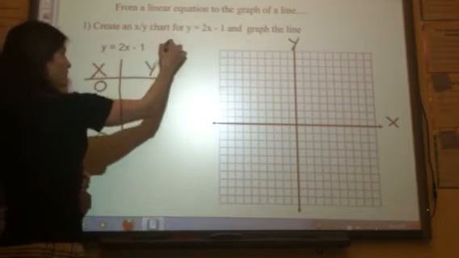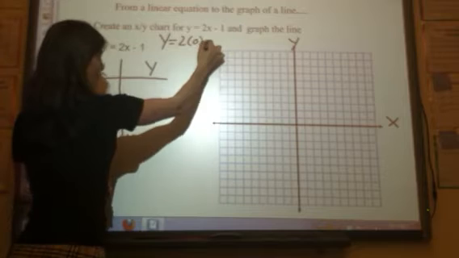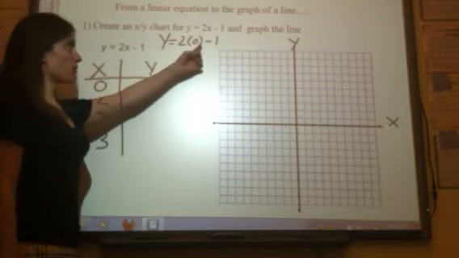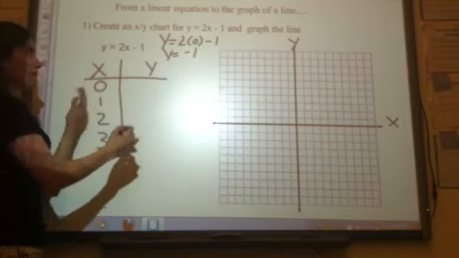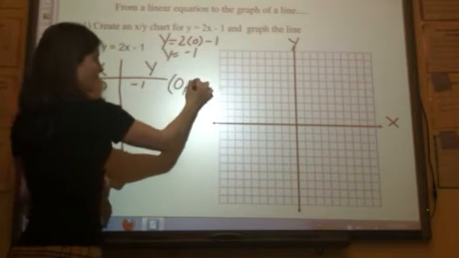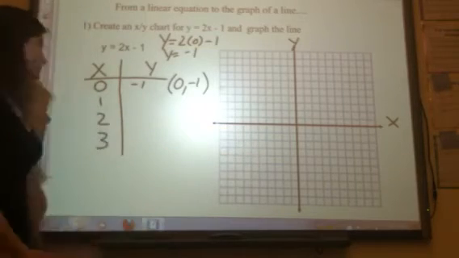When you stick 0 in for x, you're evaluating the linear equation, okay, when x is 0. Therefore, 2 times 0 is 0, minus 1. So when you stick 0 in for x, when you evaluate for x, you get negative 1 out for y. Your output is negative 1. That corresponds to the point 0, negative 1 on your coordinate plane.